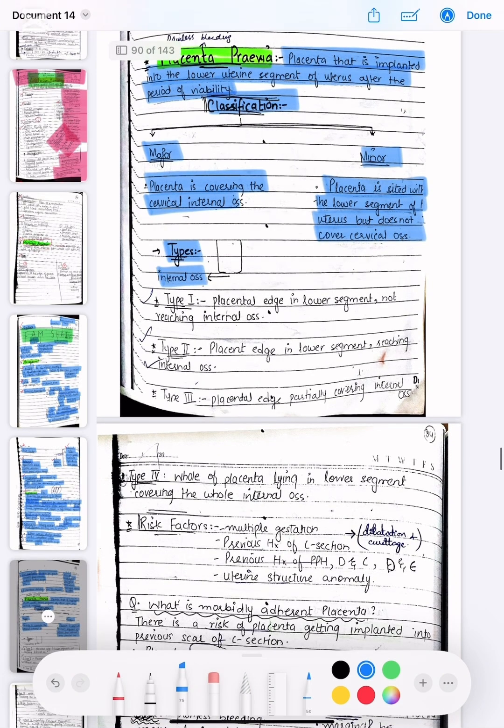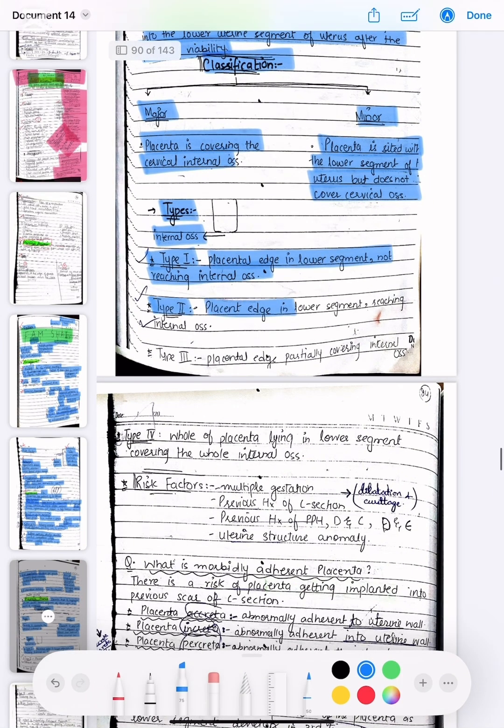The types are: type 1, where the placenta is in the lower segment not reaching the internal os. Then type 2, where the placenta is in the lower segment reaching the internal os. Then type 3, when it is partially covering the internal os. And type 4 placenta previa, in which the whole of the placenta lies in the lower segment covering the whole internal os.